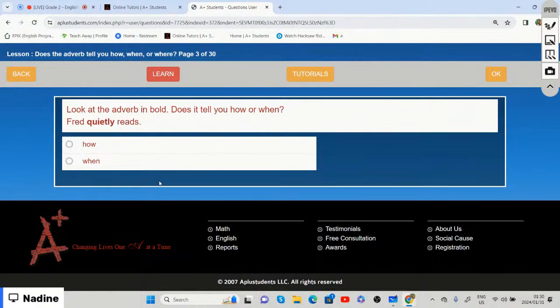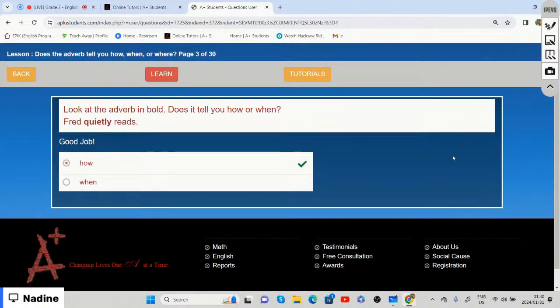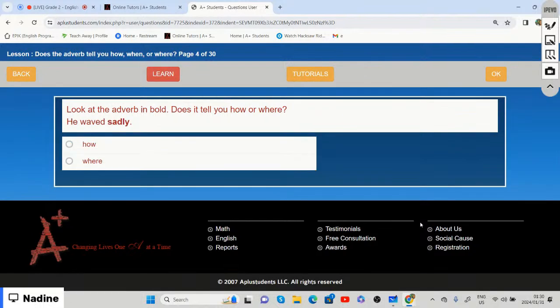All right, so if we ask about Fred quietly reads, it tells you how, because the adverb ends in ly. So how it is.